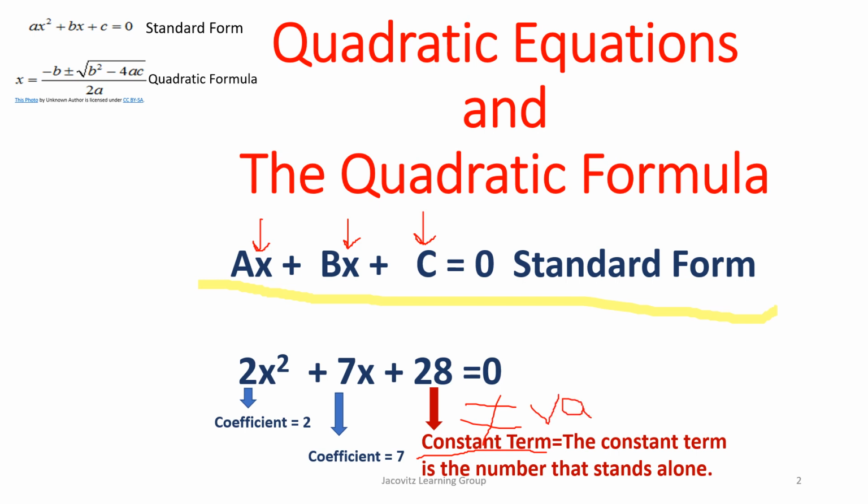If you look at the rest, you have a variable here, and you also have a coefficient in front of it. So let's take a look at this here. This coefficient is 2, this coefficient is 7, and your constant is 28. People ask, what does this have to do with anything? Well, this is just the way it's written, and this is your A term, this is your B term, and this is your C term.